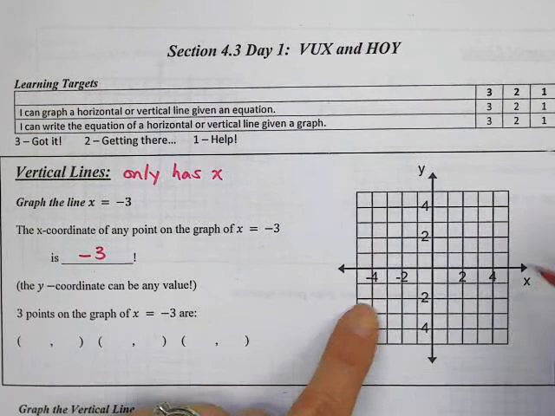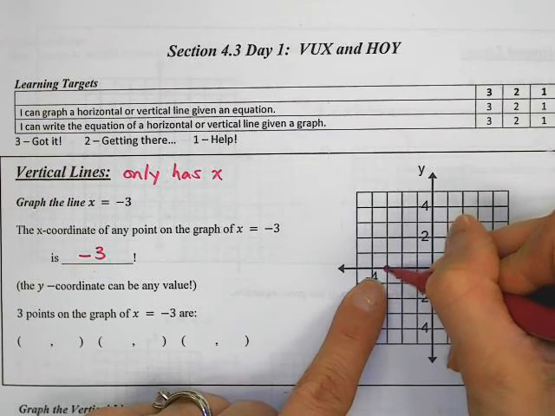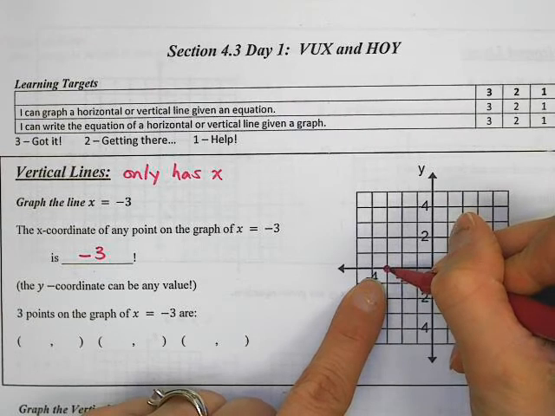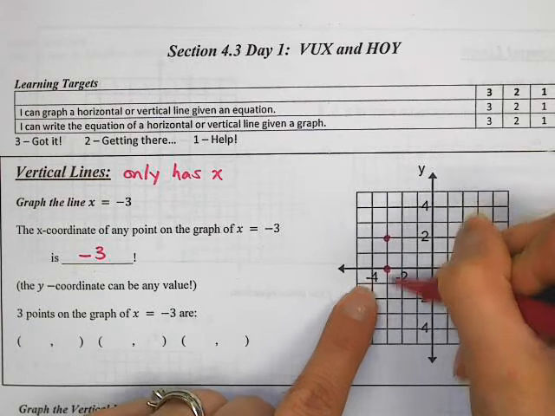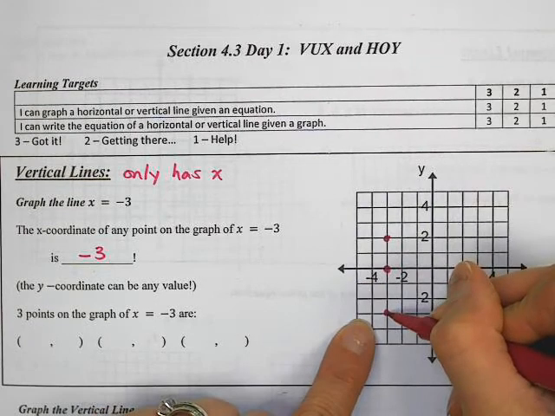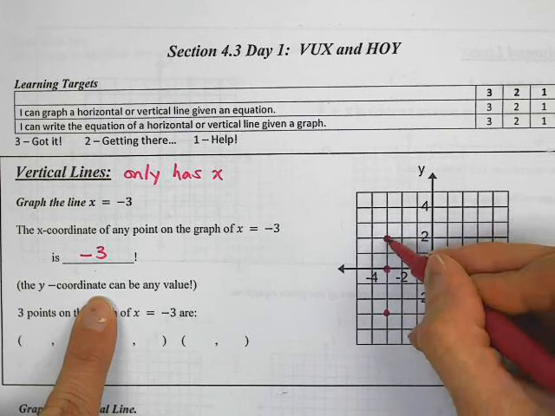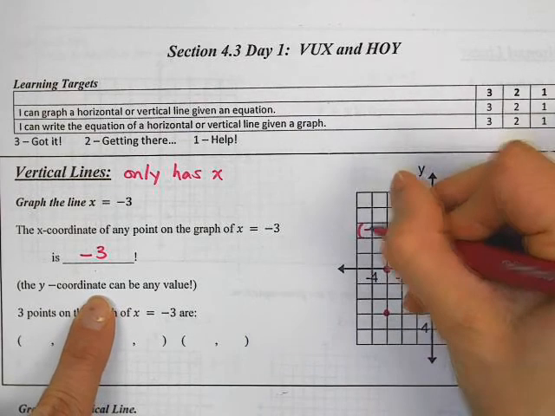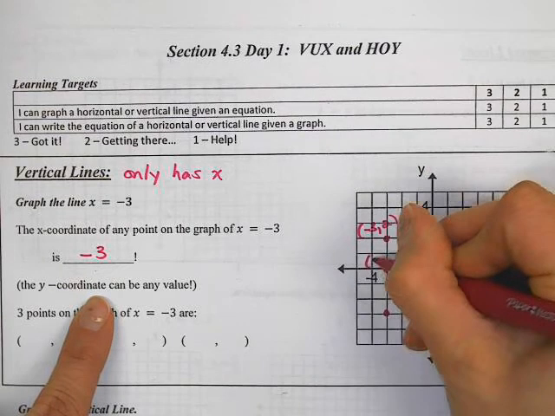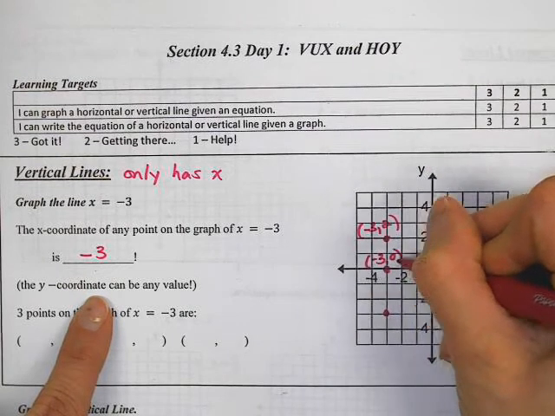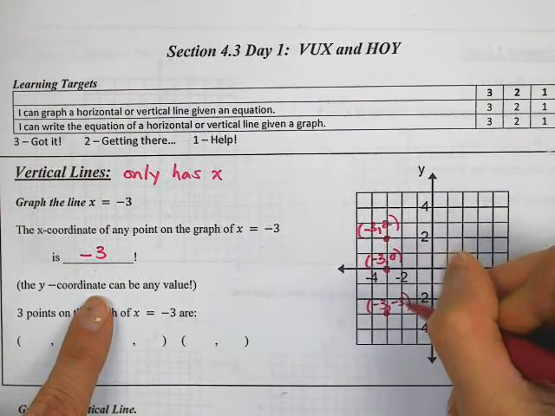So let's go over here to the x-axis at -3. Here's a point. Okay, here's another point. So we have to make all our points be -3. The y-coordinate can have any value. This point right here is -3, 2. This is the point -3, 0. This is the point -3, 3.